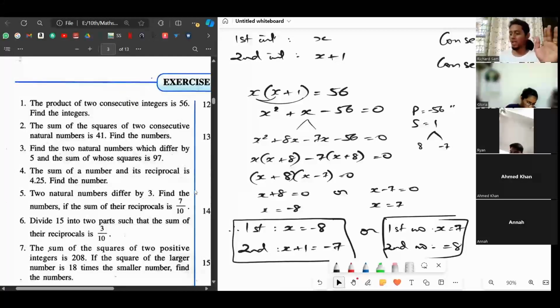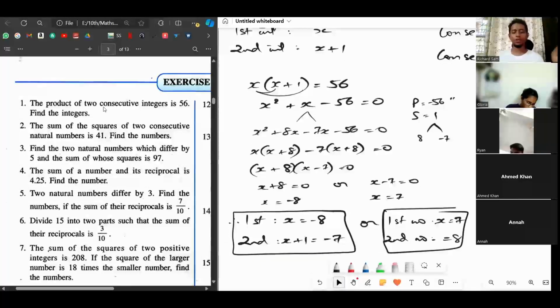You understand? So let's see if this works for your question. The product of two consecutive integers is 56. So see, are minus 8 and minus 7 consecutive? Yes, they are consecutive to each other. And the product is what? You multiply them, 56. So that is one set of answers. The other set, the two numbers could be 7 and 8. 7 and 8 are consecutive, and when you multiply them, you're getting 56.